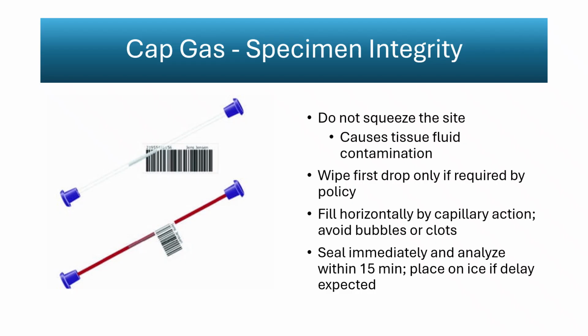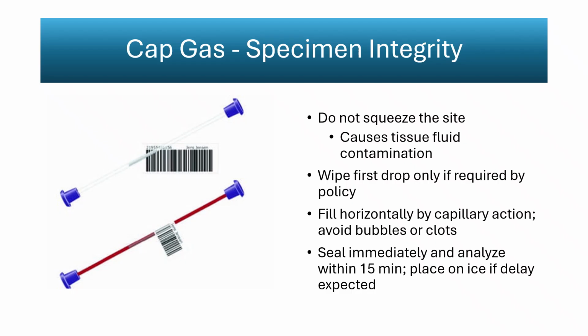Proper technique after puncture is essential to maintain sample accuracy. Excessive squeezing or milking forces tissue fluid into the specimen, diluting gases and altering results. The flow should be spontaneous, aided by adequate warming and perfusion rather than pressure. If policy allows, the first drop of blood is wiped away to remove skin contaminants and interstitial fluid. The capillary tube should be held horizontally and filled by passive capillary action.